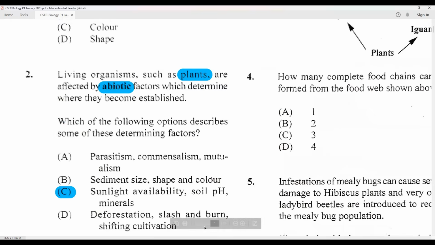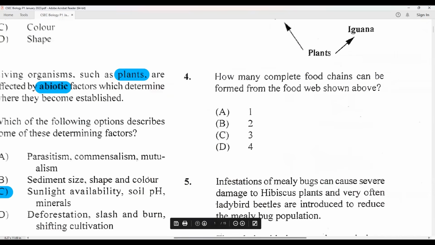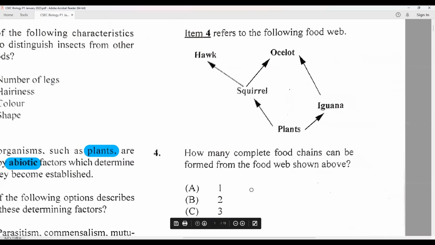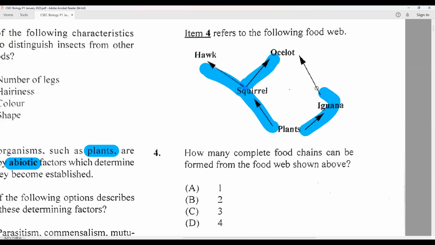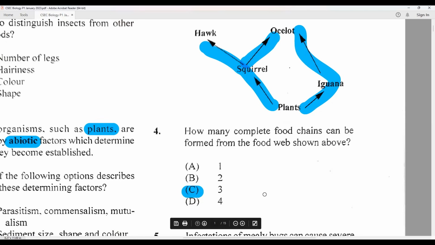Question 4. Refers to the following food web. How many complete food chains can be formed from the food web? Sure. And you could just count that. 1, and you have 2, you have 3. So any one providing 3 is the answer.